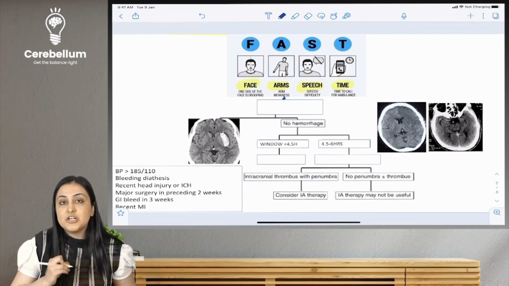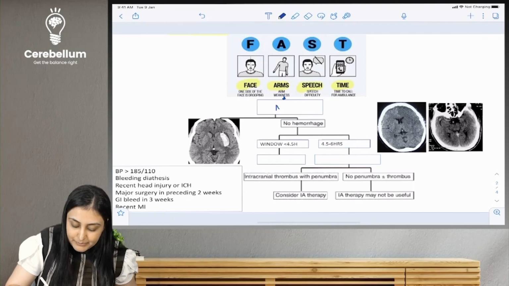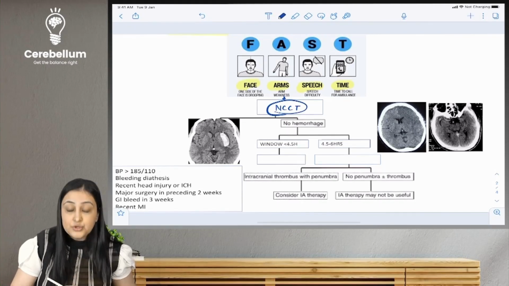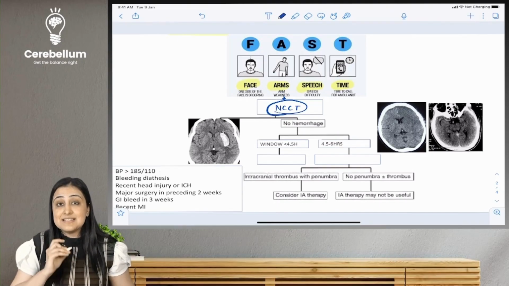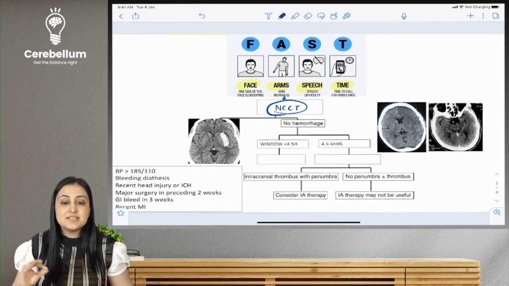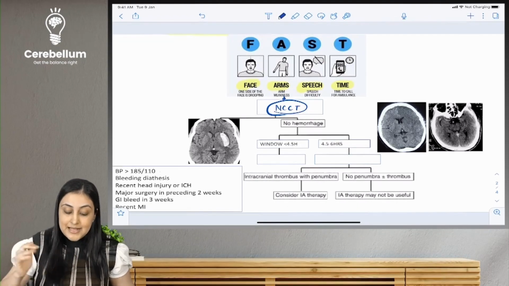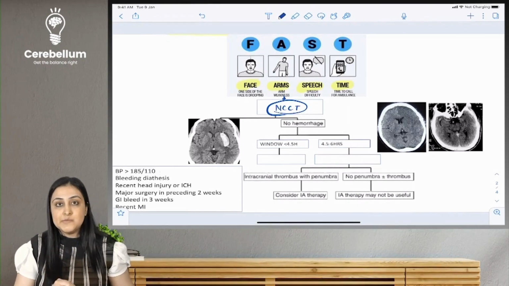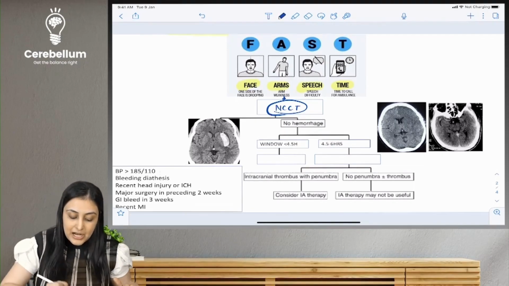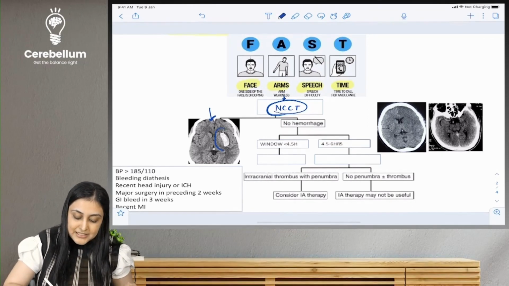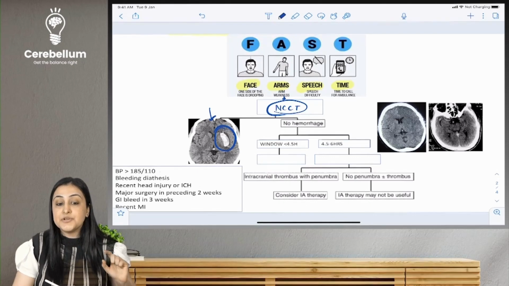The moment the patient comes, the first thing you have to do, remember in the flow chart, a non-contrast CT scan. NCCT is the first investigation of choice, doesn't take time, readily available. With NCCT, our main aim is to rule out hemorrhage. How does hemorrhage appear on CT?